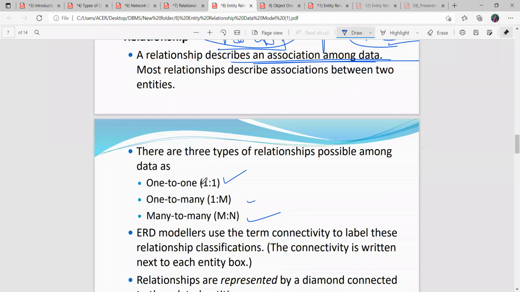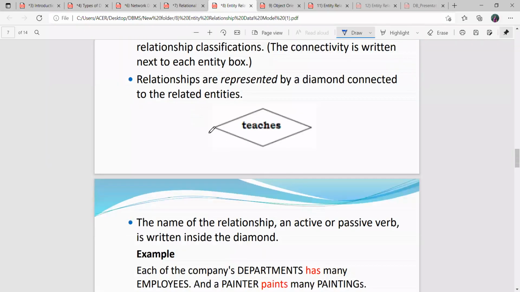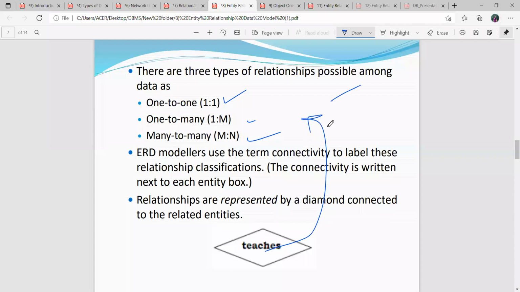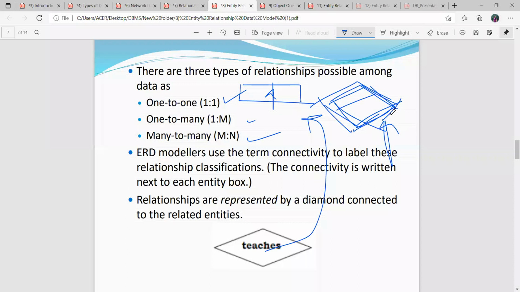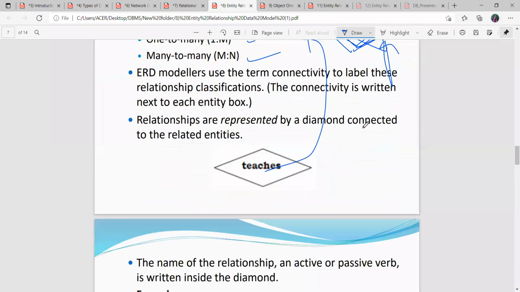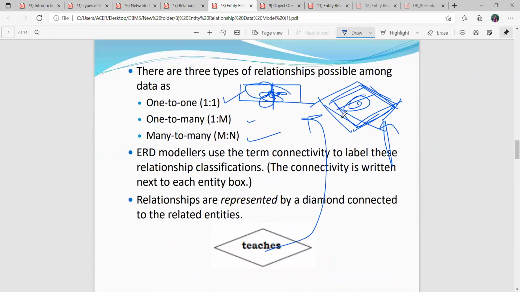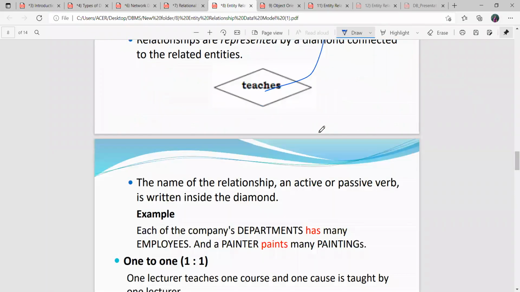Before that, you can use a diamond shape to represent the relationship. The entity is represented by using a rectangle, and the relationship is represented by using a diamond shape like this. So this is the diamond, this is the rectangle, this is about entity, and this is about relationship. Another thing: when we define a relationship between these two entities, we use an active or passive verb to indicate the relationship.